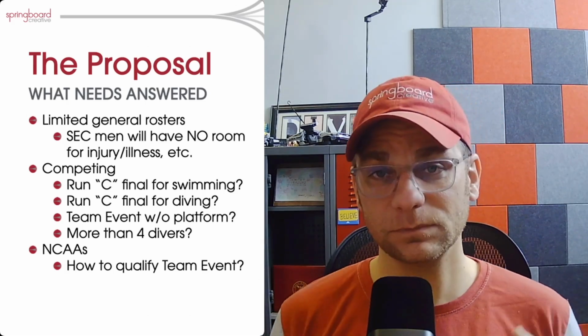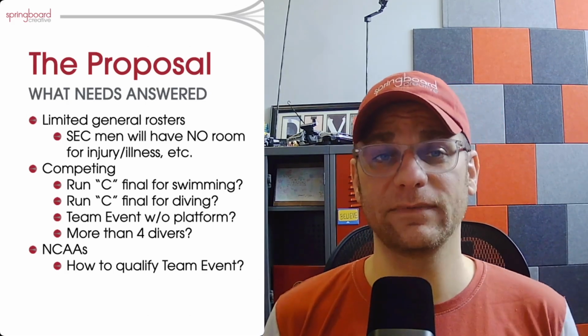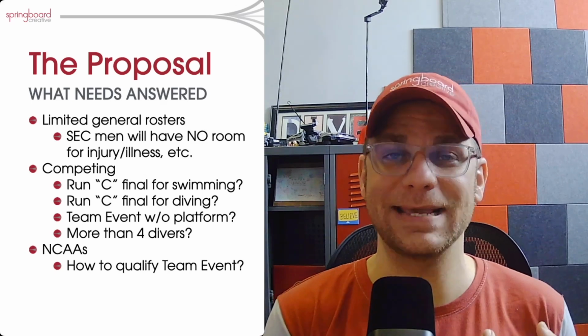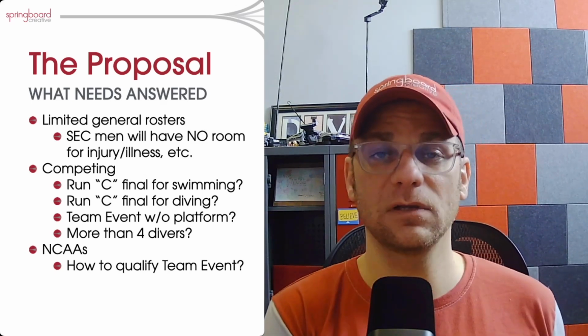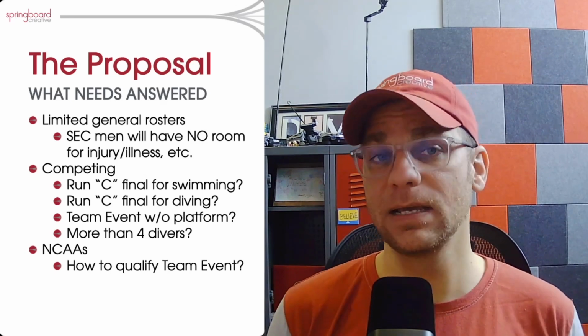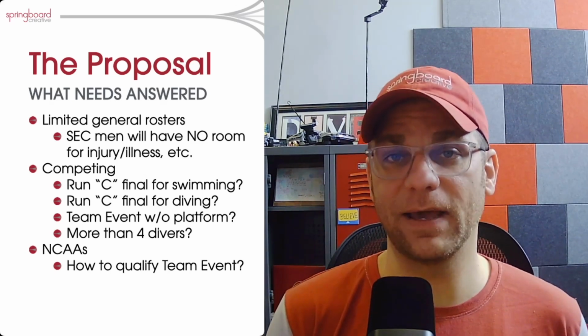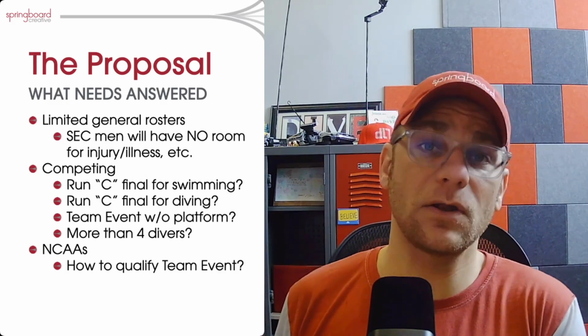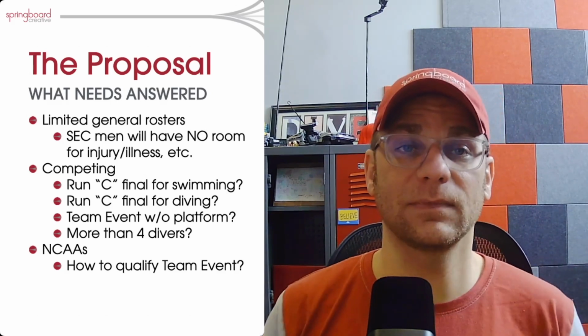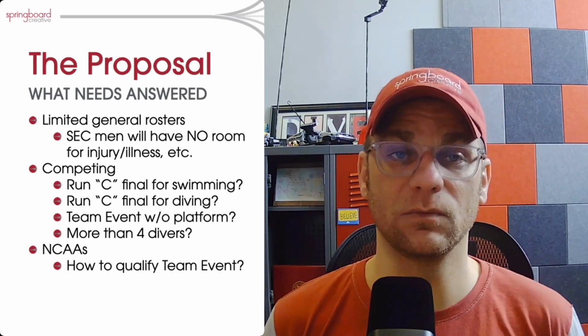competitively for them. In the competition itself, we've got to decide, are we going to run a C final for swimming or diving and score them? Right now, if you look back at, say, last year's Big Tens, they swam a C final, but they didn't dive a D final just because of the amount of time. And I can understand that. We want to find some consistency there and decide what we're going to do moving forward.